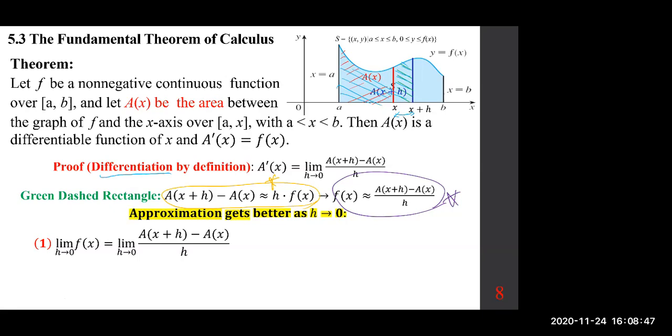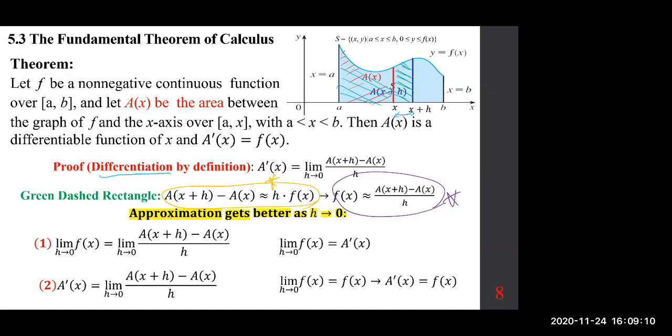On the one hand, we have this. On the other hand, a prime by definition is this limit. Look at the right side. Because the right side happens to be identical, the left side must be the same. Now, what is the right side of this equation? It is a prime. What is the left side? The limit of f of x as h approaches 0 is f of x. And so we proved capital A prime is lowercase f of x, which is the proof of FTC 1. FTC 1, class. This is the proof of that.